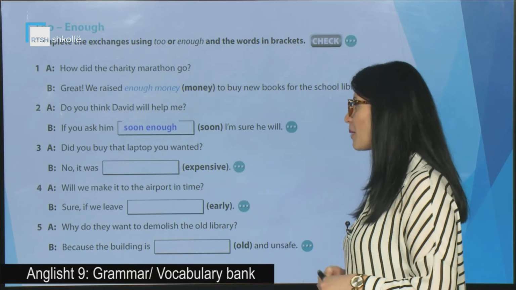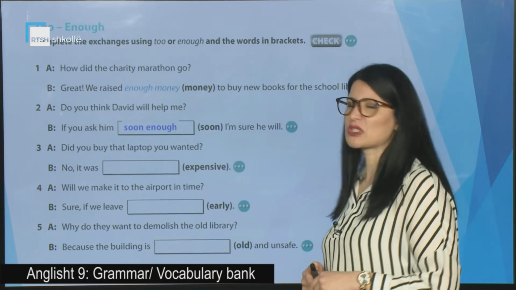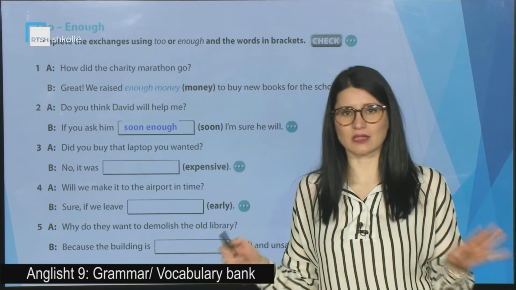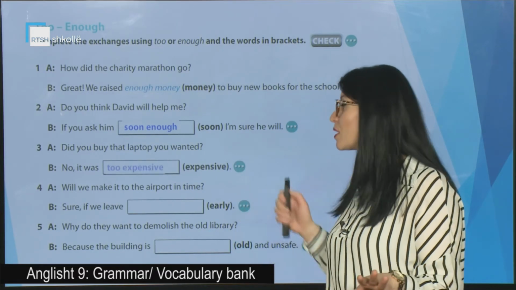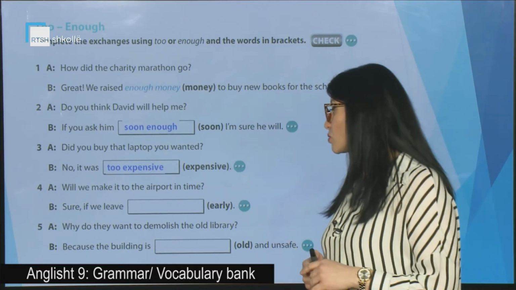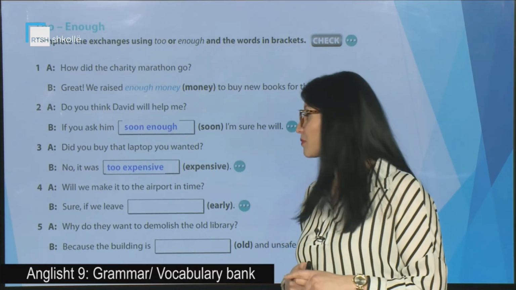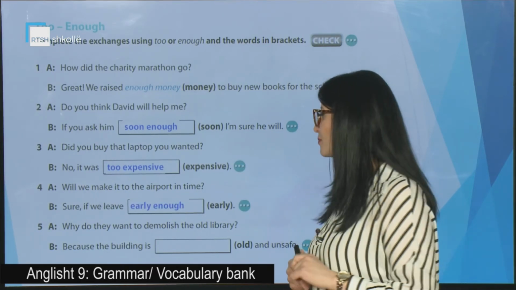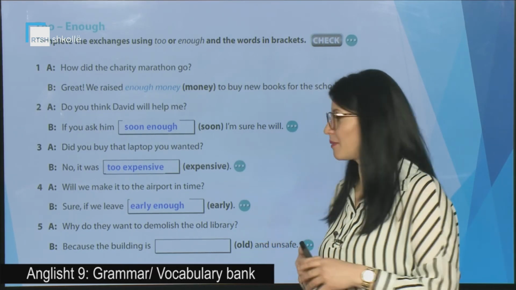Did you buy that laptop you wanted? No, it was too expensive. So this person hasn't done it. The sentence has a negative meaning, so too expensive. Will we make it to the airport in time? Sure, if we leave early enough. So if we leave in time.